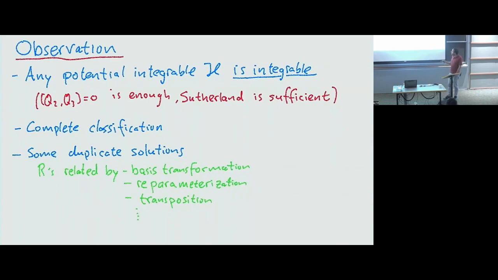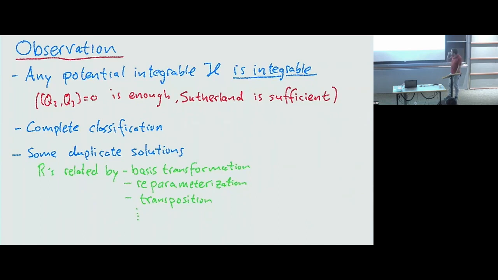I also mentioned that our classifications are in principle complete. So if you start from your Hamiltonian of a certain type, say 6 vertex, and you go through our machinery, you will get all solutions of the Yang-Baxter equation that have a Hamiltonian of this form.